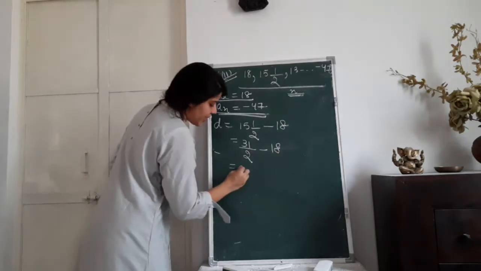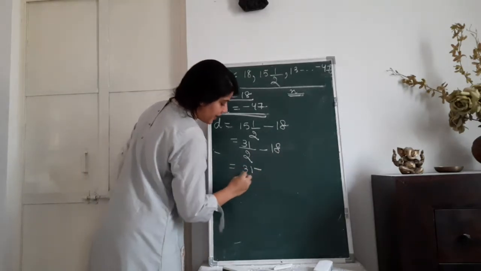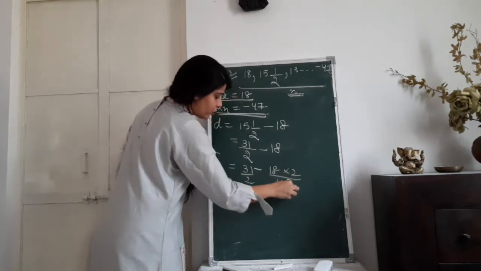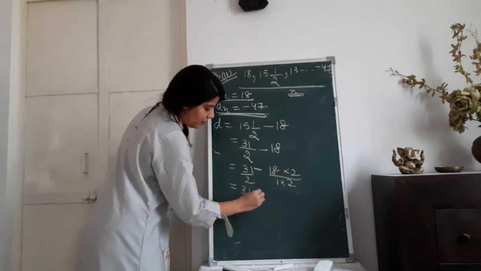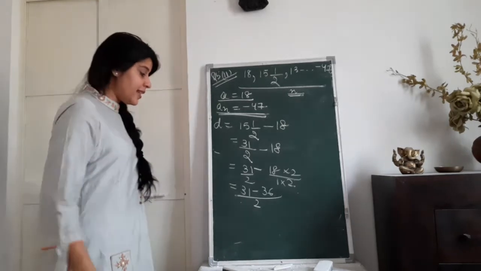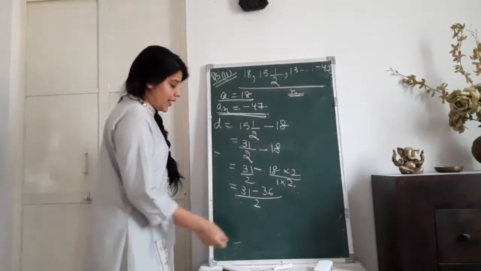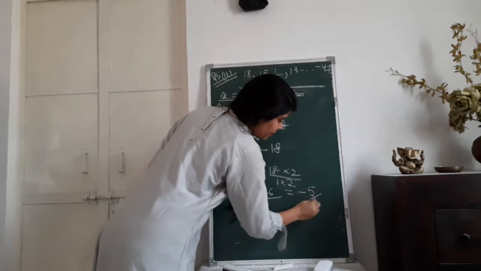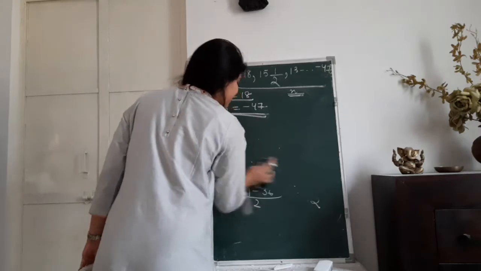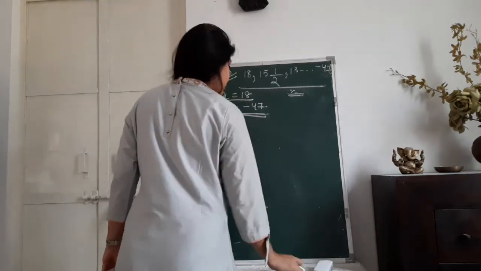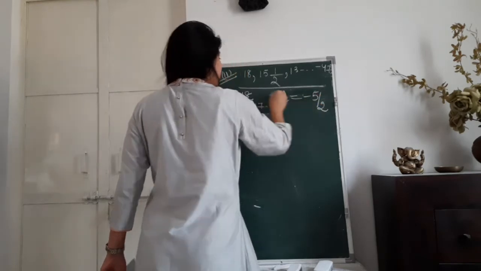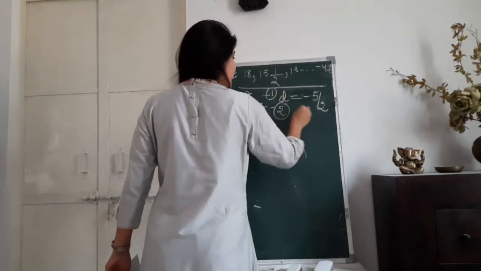Let's make the denominator the same. 31 minus 18 into 2 upon 1 into 2. That gives me 31 minus 36 upon 2, because 18 2s are 36, and 31 minus 36 will give you minus 5 upon 2. So what is the common difference for this question? Minus 5 by 2.